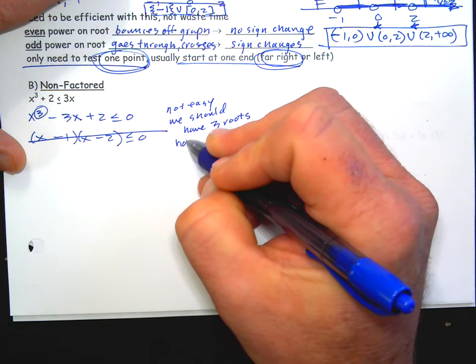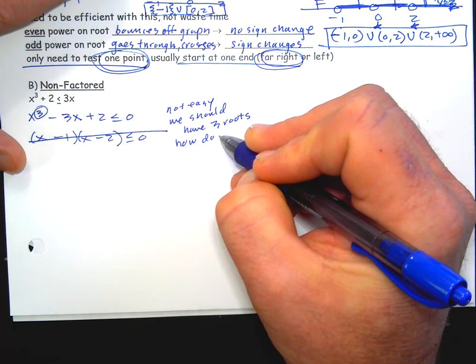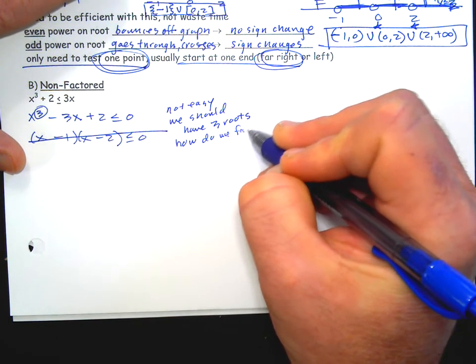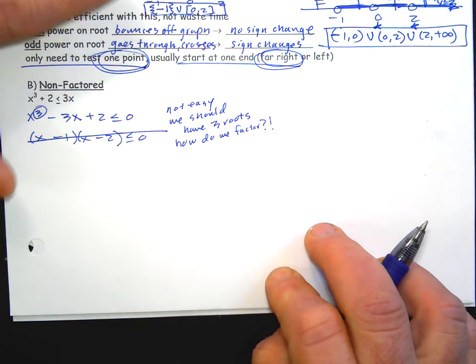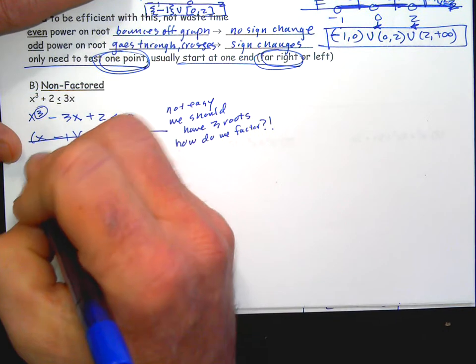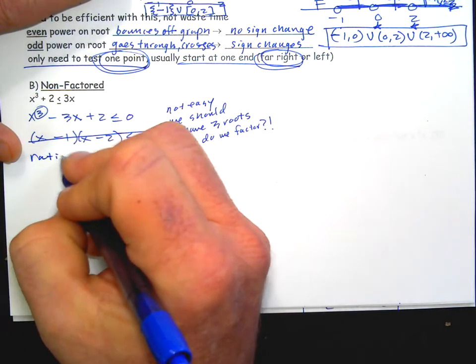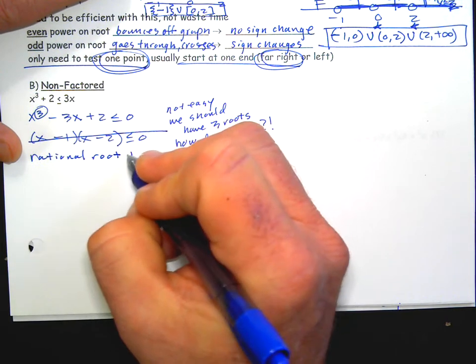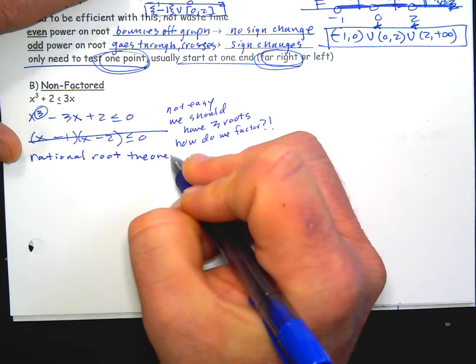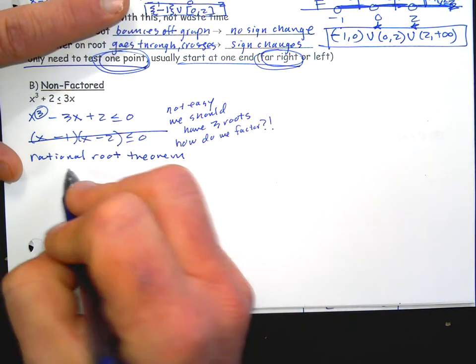So how do we factor this? I mean, this is a big deal. So the way we do it is we use something called the rational root theorem. And if it's been a while, or if you have learned this before, you need to pay close attention. I'm going to put one of these on your next test. Rational root theorem.